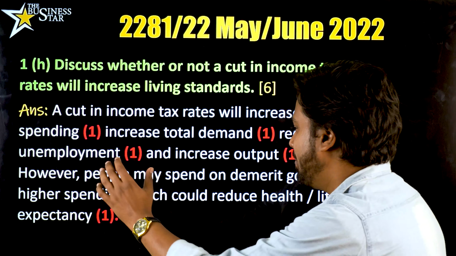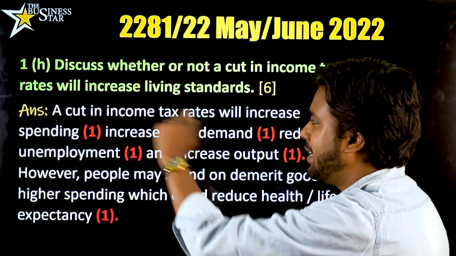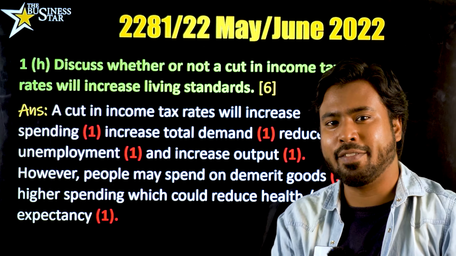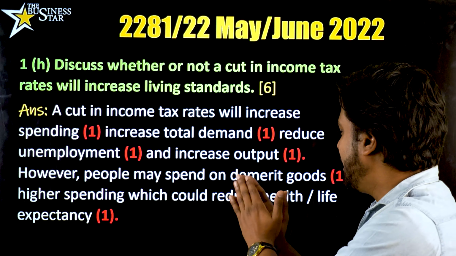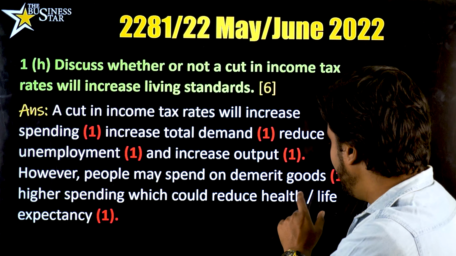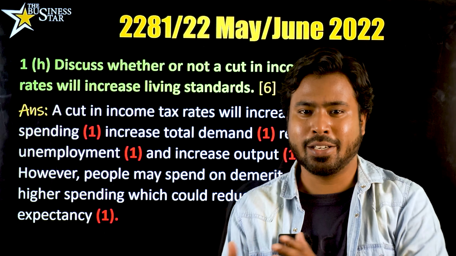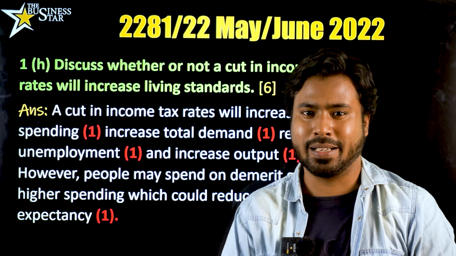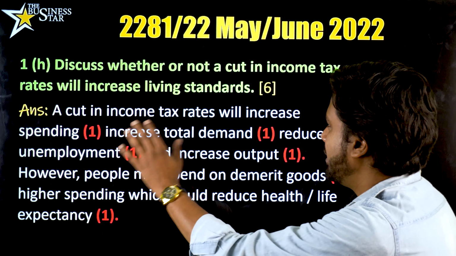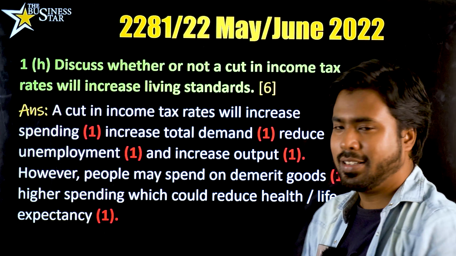However, people may spend on demerit goods as they have more income now if there is a decrease in the income tax rates. Okay, so if there's a decrease in the income tax rates, people will be having more money, and with that money they can spend on demerit goods. And higher spending, which could lead to a loss of health or life expectancy. Okay, so if people buy more demerit goods, there's going to be a loss of health and life expectancy. So this is how a 6-mark answer needs to be answered, and the marks are also divided 1, 2, 3, 4, 5, and 6. So that's it.